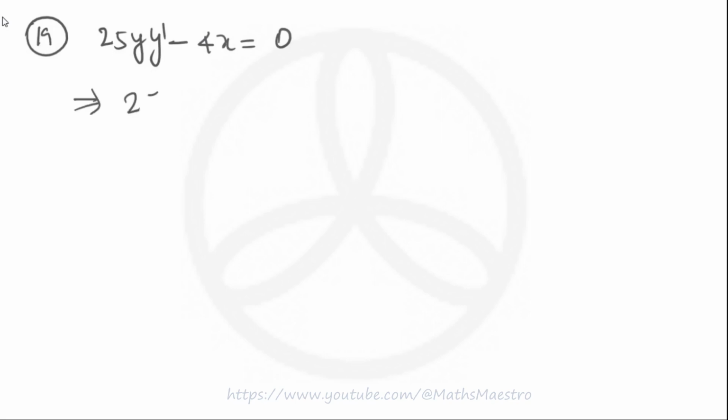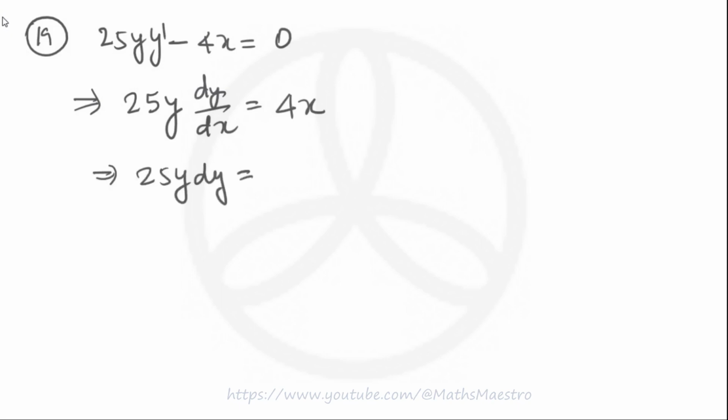So friends, let us move to the next question, and we have come to question number 19. This question is not at all very difficult. This is a variable separable question, and we can do it very easily. First of all, I'll write 25y and y prime as dy by dx, and this 4x I'll take on the right hand side of 0, and then I will separate the variables. I will write 25y dy, and here I'll write 4x dx.